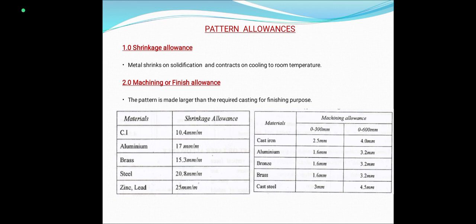Pattern allowances. First one, shrinkage allowance. Metal shrinks on solidification and contracts on cooling to room temperature. Machining or finish allowance. A pattern is made larger than the required casting for finishing purposes. Example, for shrinkage allowance, cast iron is 10.4 mm per meter, but cast iron is 2.5 mm only for machining allowances.